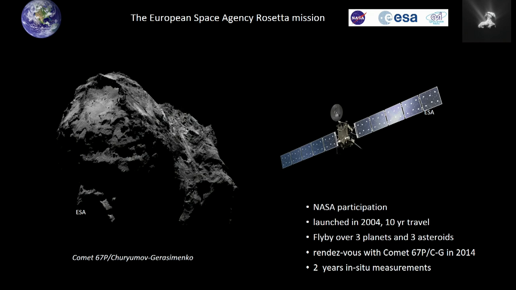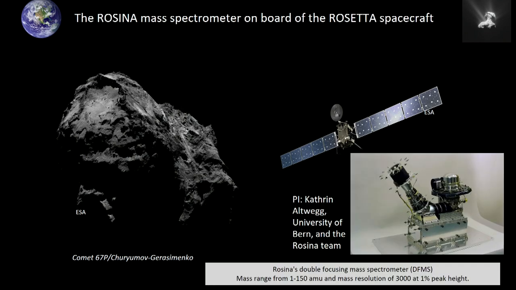On this spacecraft, you had a bunch of instruments, including a high resolution mass spectrometer, in a group led by Katrin Altwegg from the University of Bern. It was an international group. In fact, with this mass spectrometer you don't need any vacuum system. It just sniffs directly the gas expelled by the comet, which comes from the sublimation of cometary ice.